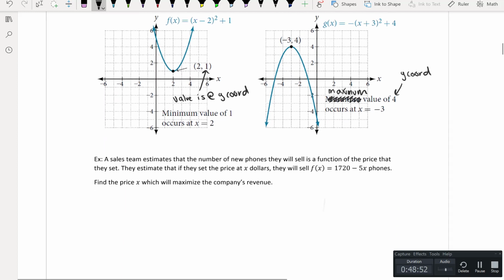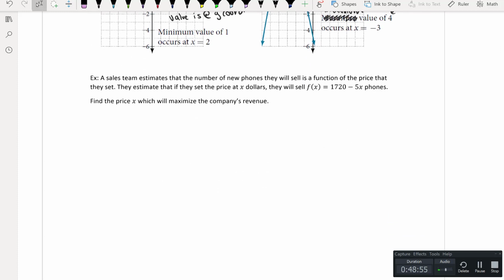It says, a sales team estimates that the number of new phones that they will sell is a function of the price that they set. They estimate that if they set the price at x dollars, they will sell the function f of x, 1720 minus 5x phones. Find the price x which will maximize the company's revenue.